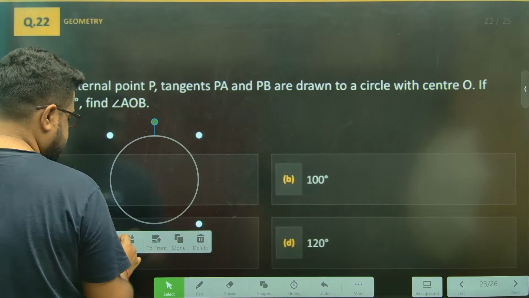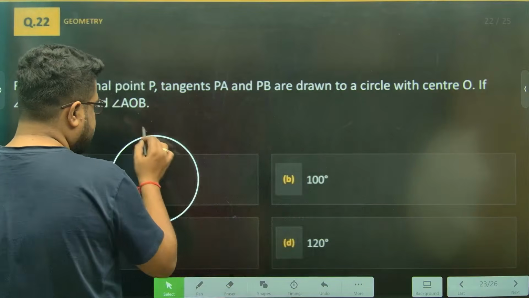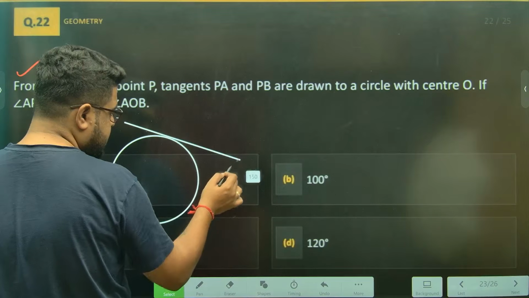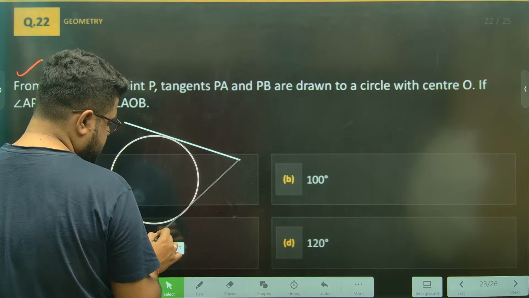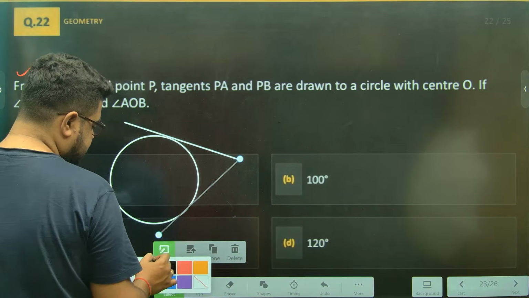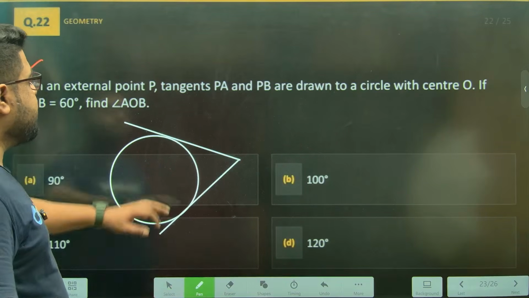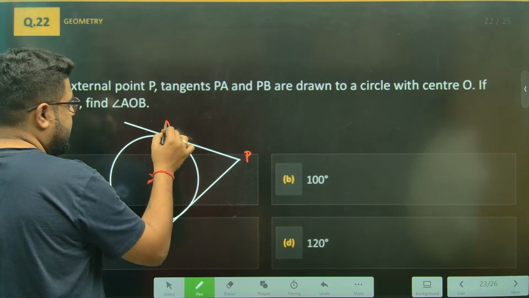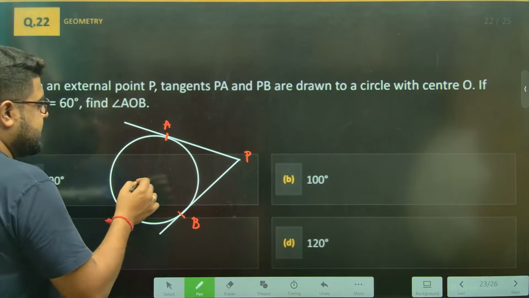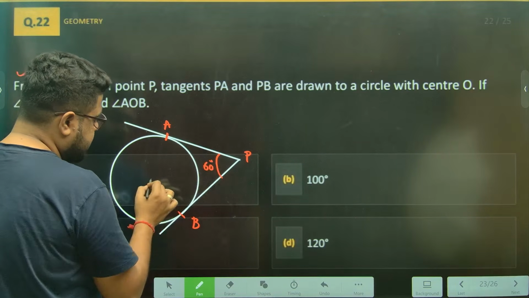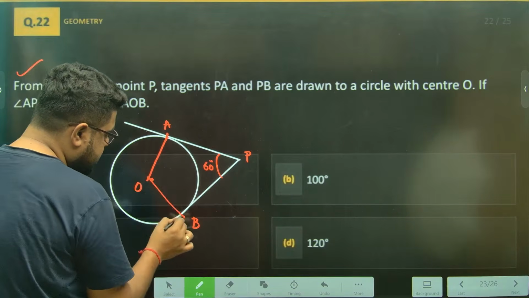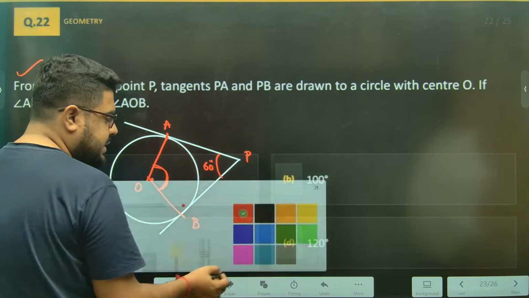From an external point P, tangents are drawn on a circle. So this is one tangent, and let's say this is the other tangent. PA and PB. Center is O. APB is 60 degrees, sir. Find AOB. Find this angle, sir. Again, it's a very simple question.